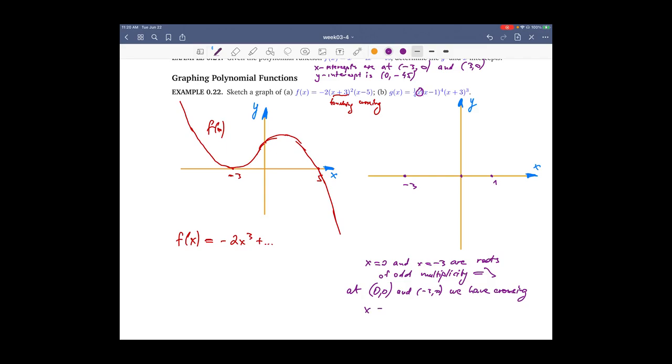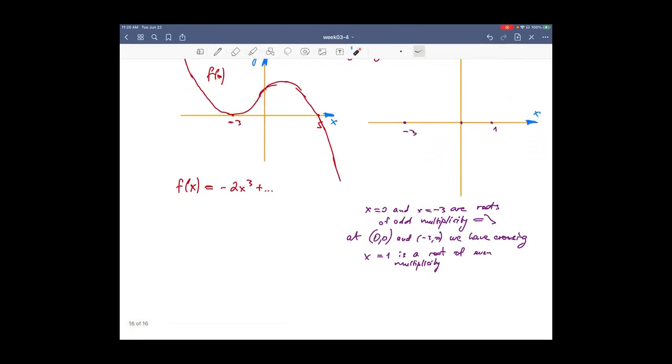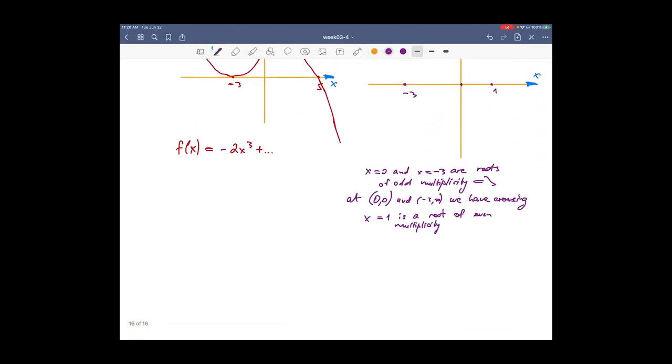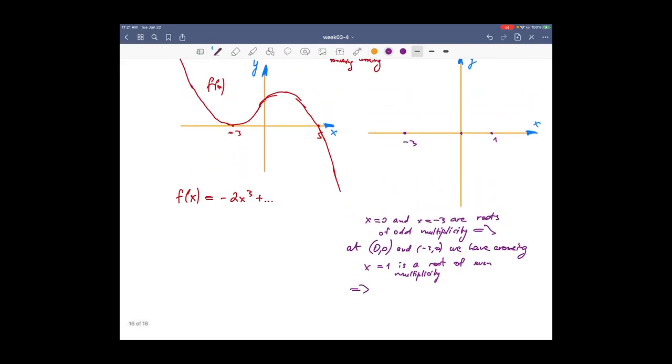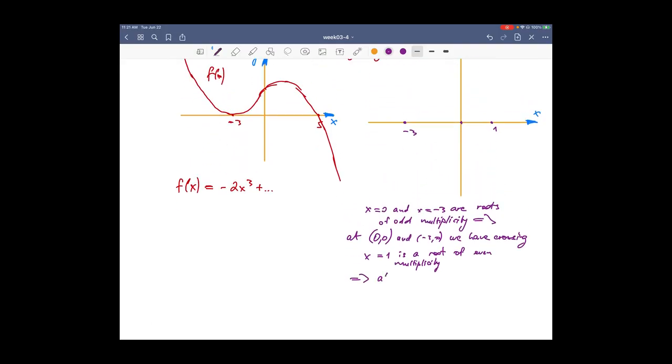And also x equals 1 is a root of even multiplicity. Why is that? That is because x minus 1 is raised to the power 4, and 4 is an even number. So at the point (1, 0) we have a touching.